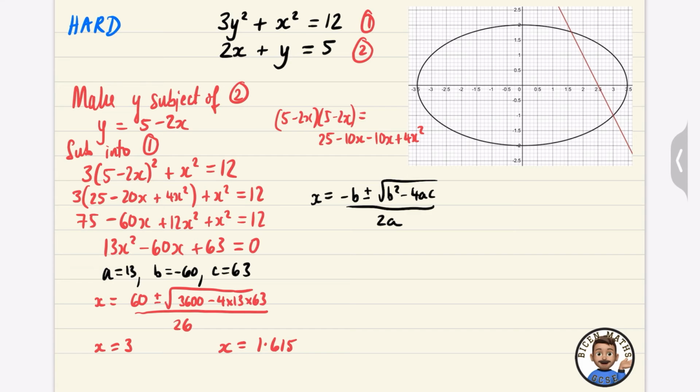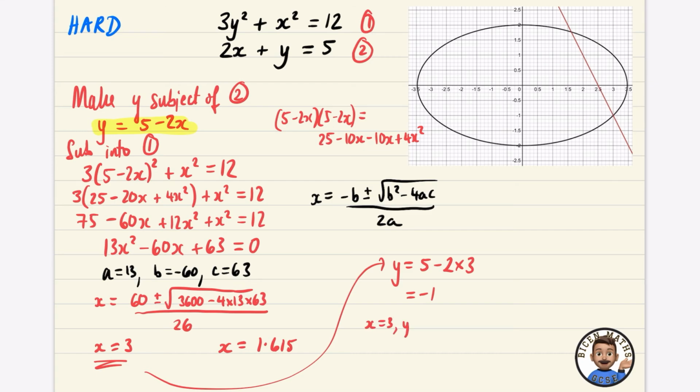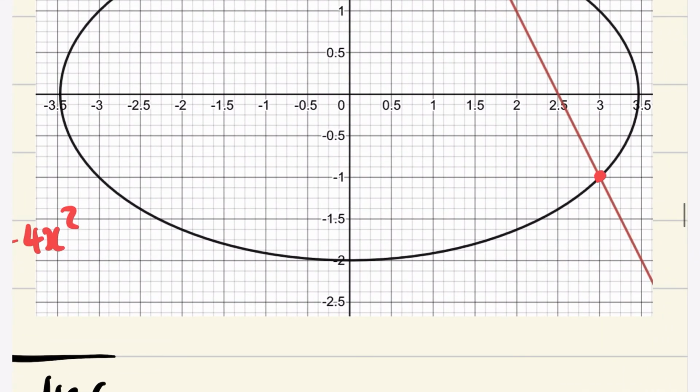So if x is equal to 3, let's take this part here. We need to find out what y is equal to. Now we've actually said what y is equal to. It's 5 minus 2x. So y is going to be equal to 5 minus 2 times x, which is 2 times 3. 5 minus 6 is minus 1. So that first solution is that x is equal to 3 and y is equal to minus 1. So as a coordinate, 3, minus 1. And actually you can see on the graph this, if I just zoom in quickly, this is 3, minus 1.